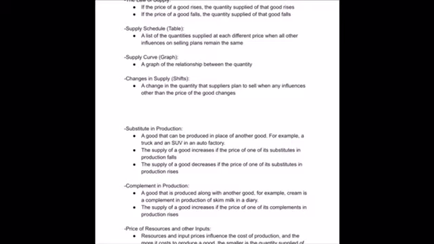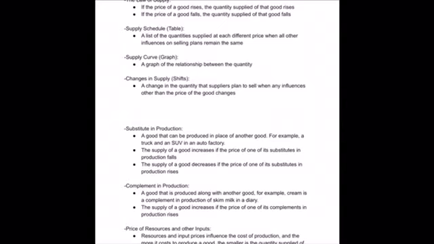Next is the supply schedule, which is the same as the demand schedule: a table, a list of the quantity supplied at each different price when all other influences remain the same. The supply curve on the graph is very similar to the demand curve, except it goes in the opposite direction. Instead of starting at the top of the graph and going down, it starts where 0,0 would be on a regular graph and then goes up to the right.